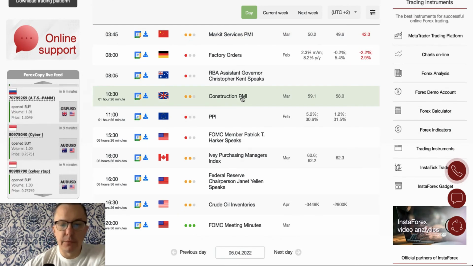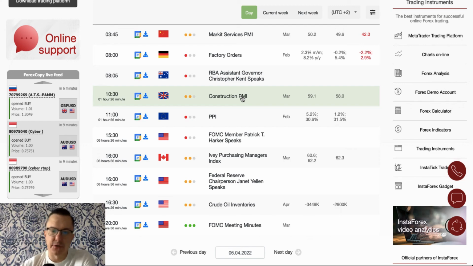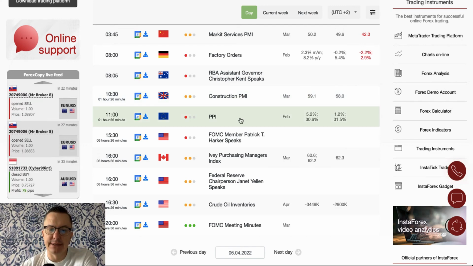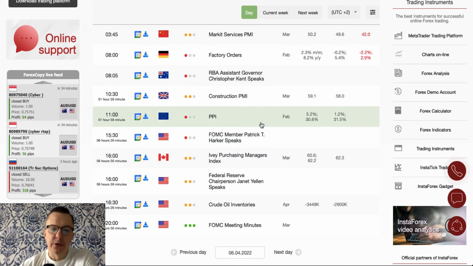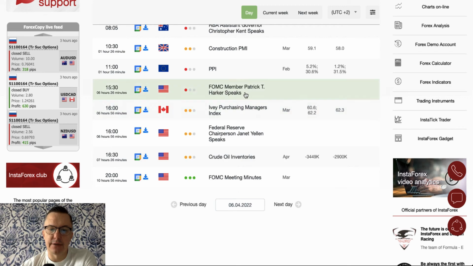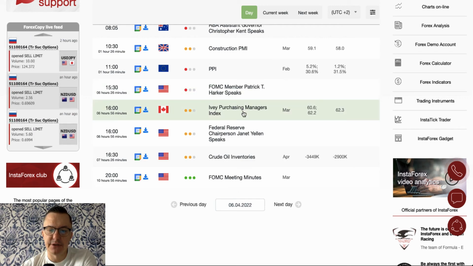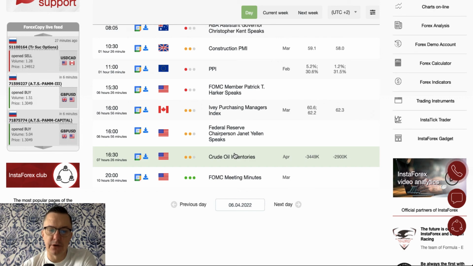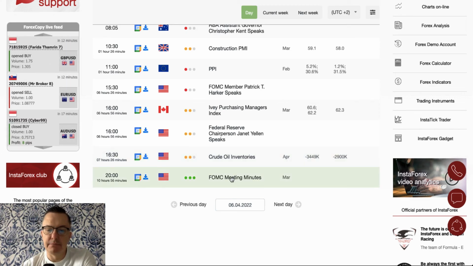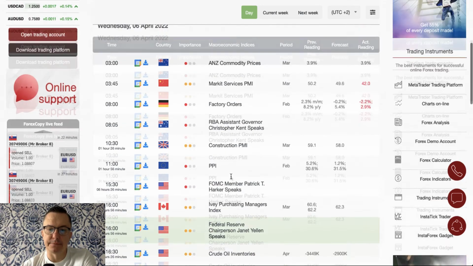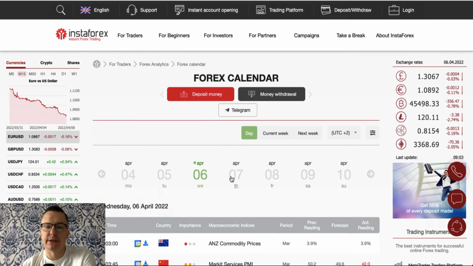The Construction PMI from the UK is scheduled for release at 10:30, and the PPI, Producer Price Index, from the Eurozone is scheduled for release at 11. During the New York session, we have the ISM Purchasing Managers Index and then crude oil inventories, respectively at 4 o'clock and 4:30. However, the key event of the day is the FOMC meeting minutes, released at 8 p.m. So this is the Forex calendar.